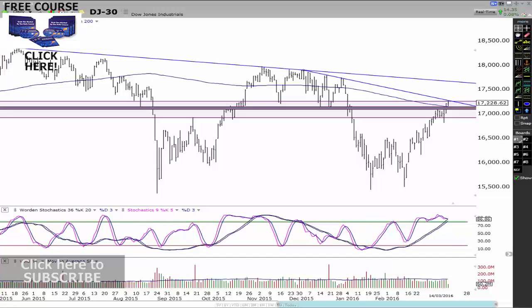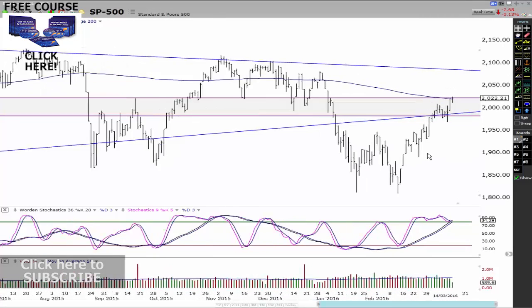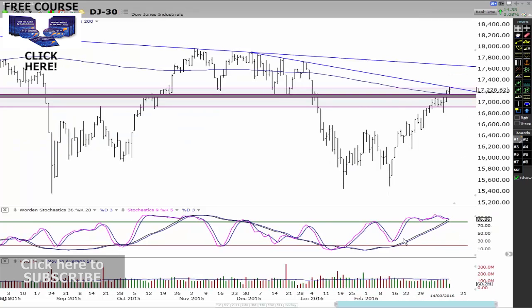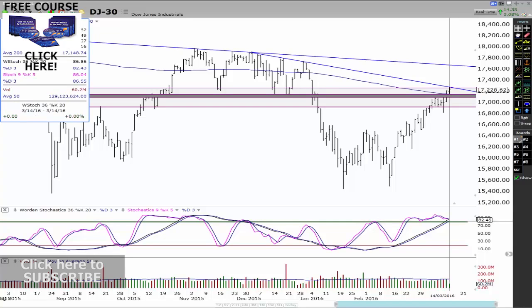And same with the S&P 500. S&P 500 again, nothing day through there. One thing I am noticing, guys, is if I look at both of my stochastics, my double stochastic here that I have, I'm noticing both of these getting into this top territory here.